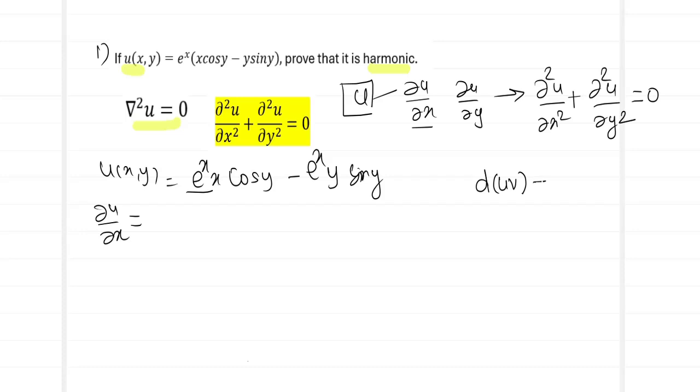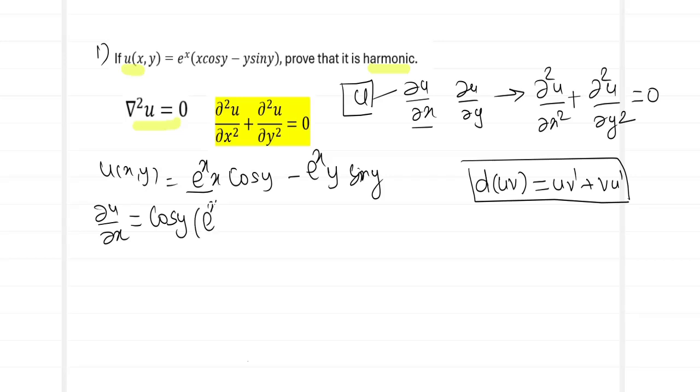The differentiation of uv is given by u into v dash plus v into u dash. So this is going to be my product rule which we are going to apply over here. With respect to x, cos y is going to be a constant and hence we can write this as: keep e power x as such, differentiation of x is 1, plus keep your x as such, e power x on differentiation is e power x, minus in the second term y sin y is going to be a constant and e power x on differentiation with respect to x gives you e power x. So my first derivative is now over.